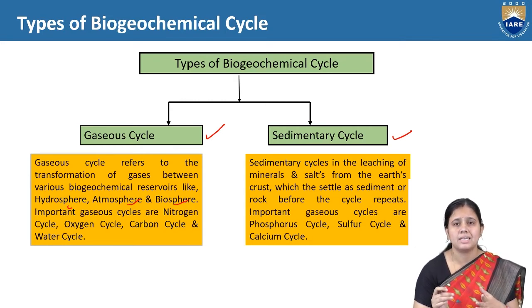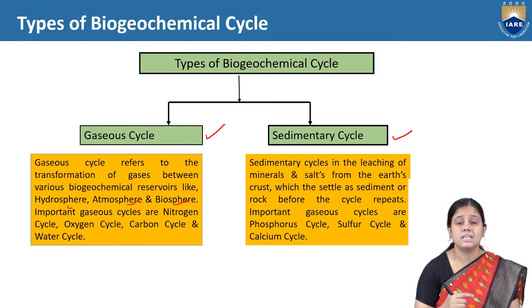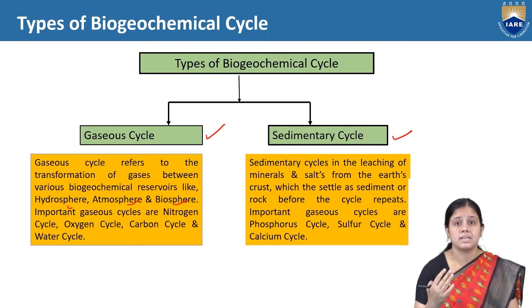And the sedimentary cycle is the use of those chemicals that are available in the sediments of the earth, with the help of some microorganisms, some leaching properties, and all these things. The important sedimentary cycles are the phosphorus cycle, sulfur cycle, and calcium cycle. And the main gaseous cycles are the oxygen cycle, nitrogen cycle, carbon cycle, and hydrological cycle.